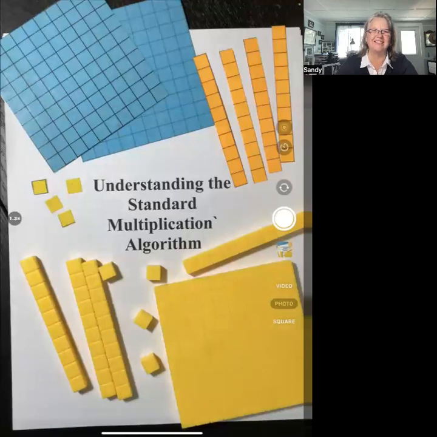I'm Dr. Sandy Atkins, Sandy, and in this video, we're going to be looking at the multiplication algorithm, the standard US multiplication algorithm. But notice that key word is understanding. Now, this is the fourth in a series of looking at the standard algorithm. I've already talked about looking at the addition, subtraction, and division algorithms. And in this one, we're going to extend that to the multiplication algorithm.